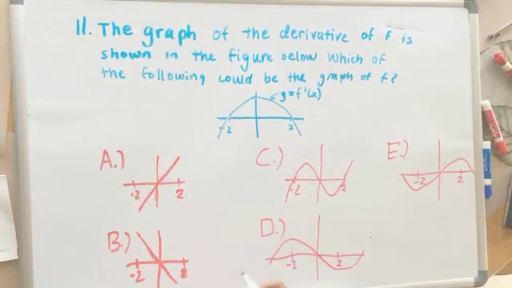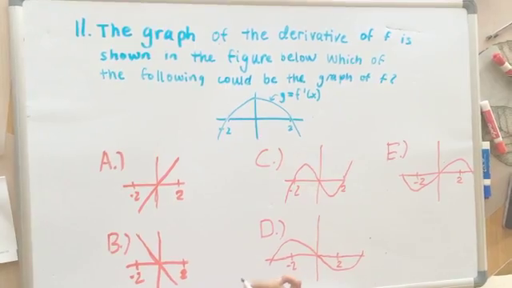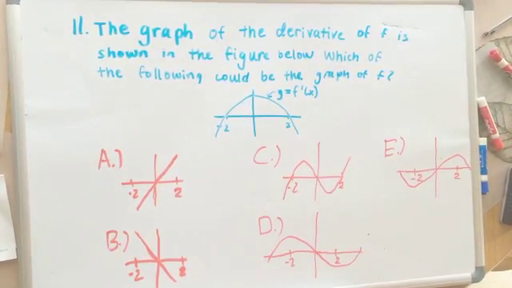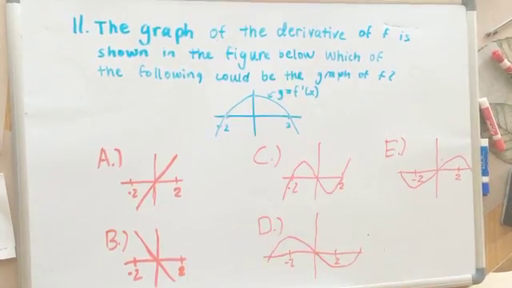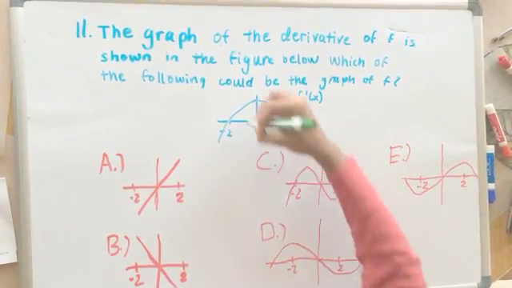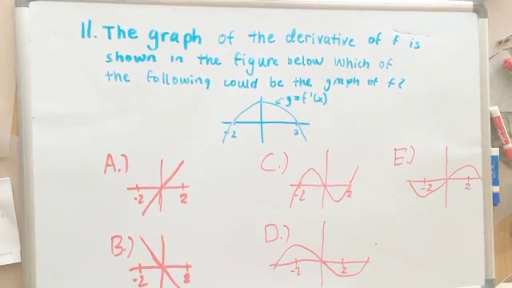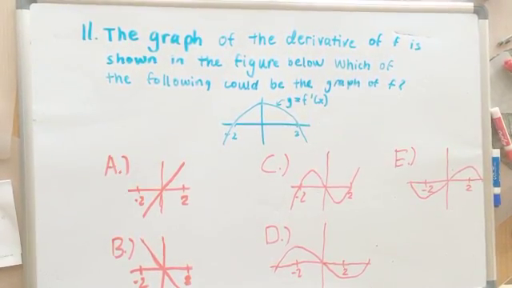The problem is the graph of the derivative of f is shown in the figure below. Which of the following could be the graph of f? So here's our f prime graph. So as you can see, at -2 and 2, the slope is 0, so we need to look for graphs that have a slope of 0 at -2 and 2.